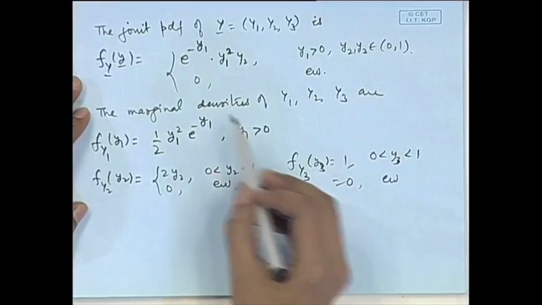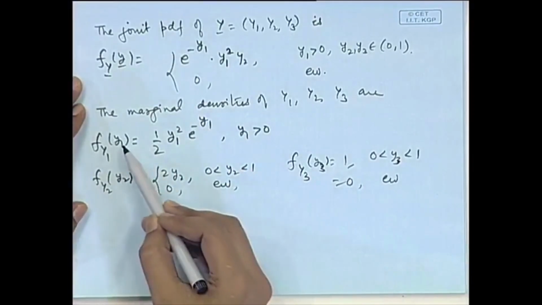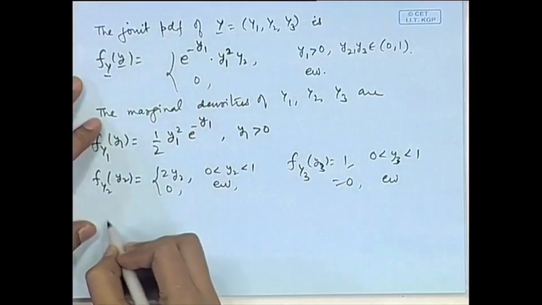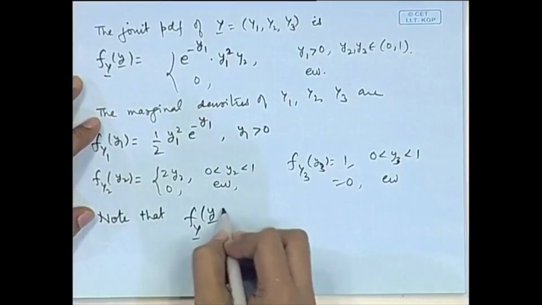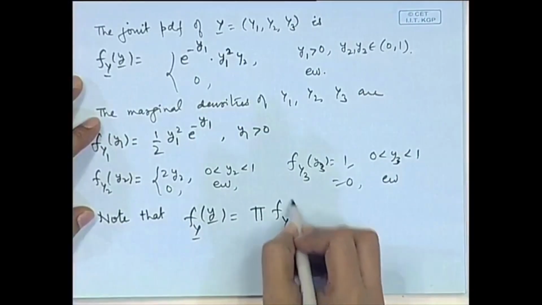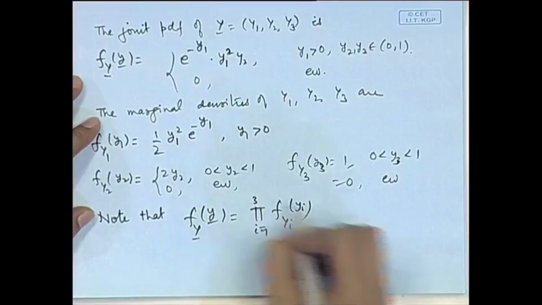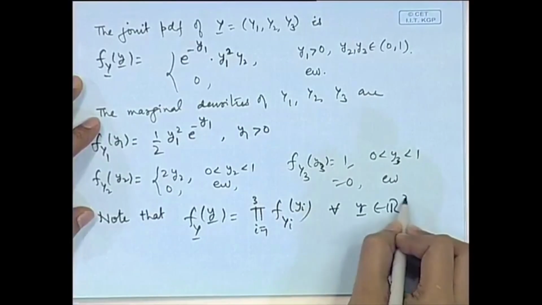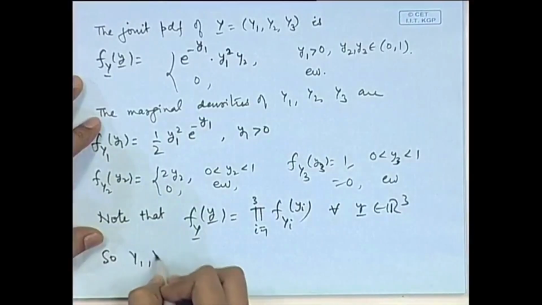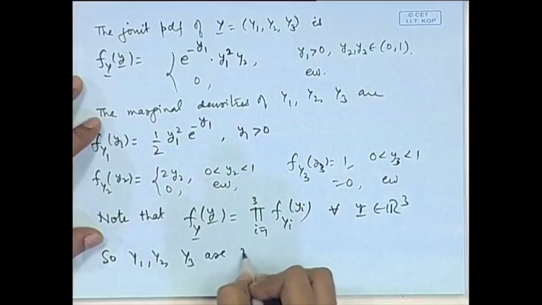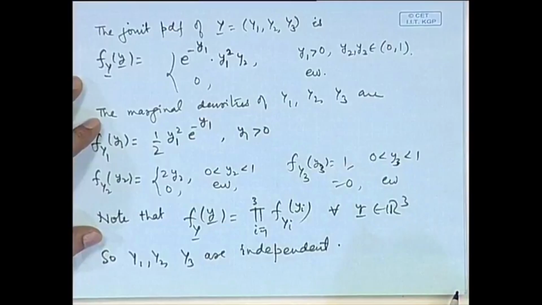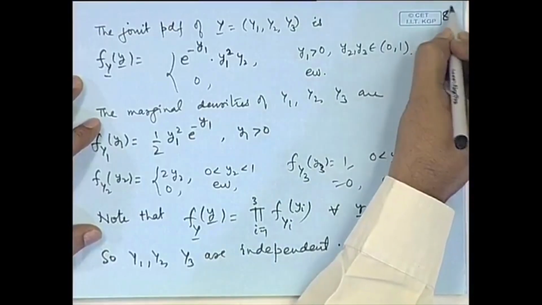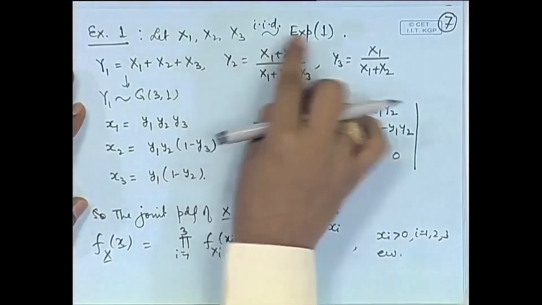One interesting feature we can notice here, that if I look at the product of the marginals, it is equal to the joint. Note that f of y is equal to the product of the marginals, so y1, y2, y3 are independent. So, here we are able to obtain the distribution of a 3-dimensional function of 3 random variables here.